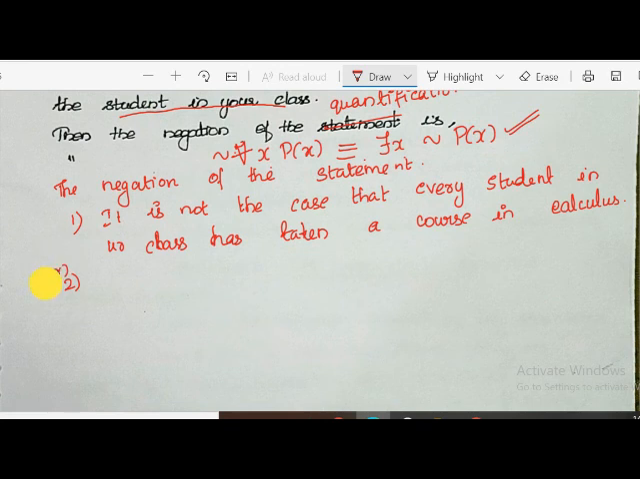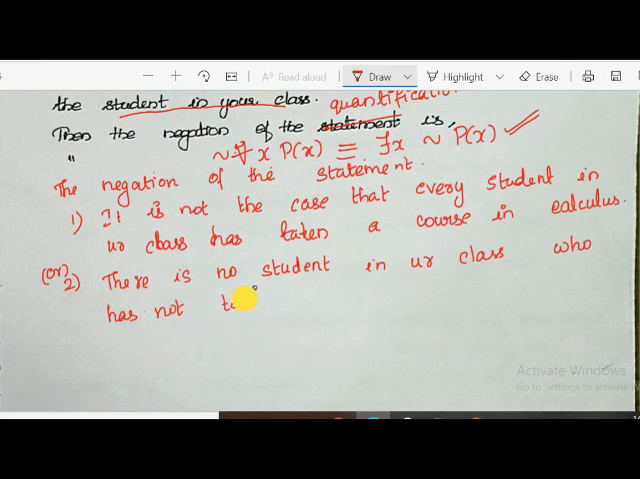Now the second one, you can express this in another way: there is no student in your class who has not taken a course in calculus. Like this also you can write this statement. In many ways you can express it.